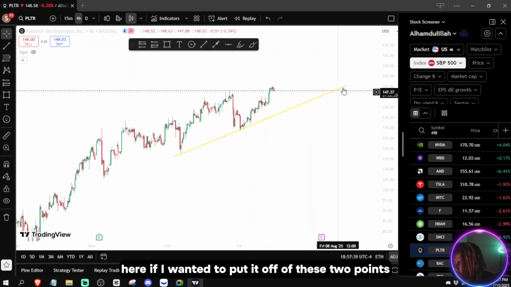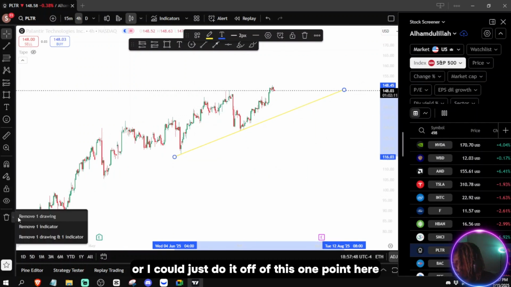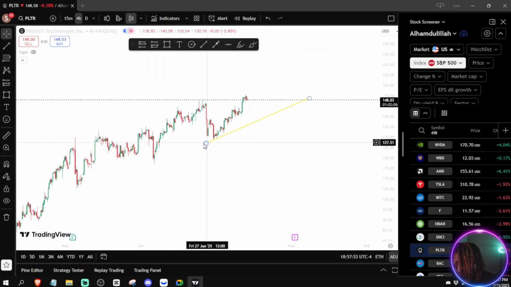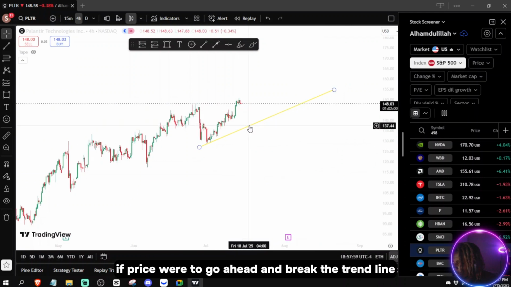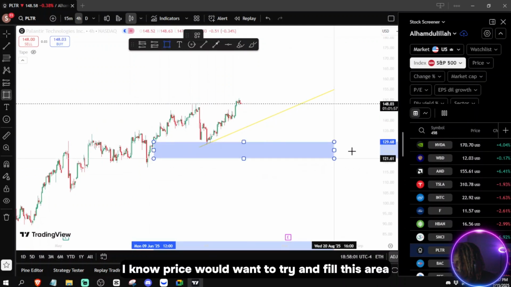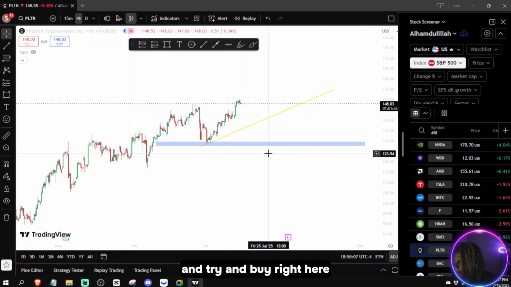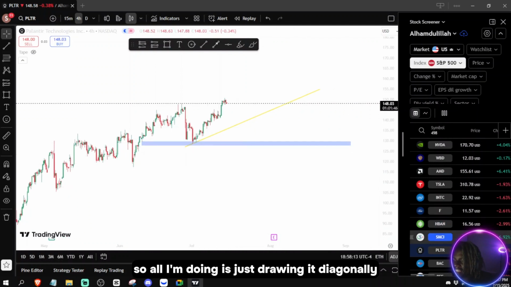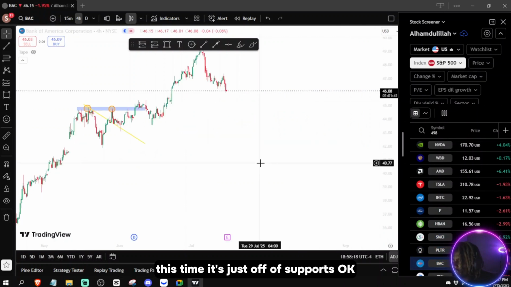Here, if I wanted to put it off of these 2 points, okay, I could either do it like that, or I could just do it off of this 1 point here. Yeah, just do it off one, and then boom. If price were to go ahead and break the trend line, then inshallah, I know price would want to try and fill this area and try and buy right here. Okay. So all I'm doing is just drawing it diagonally off of supports. So just like I draw it diagonally off of resistances, this time it's just off of supports.